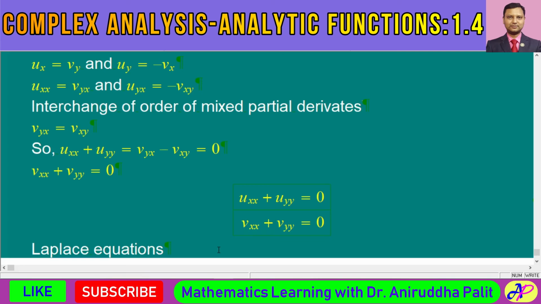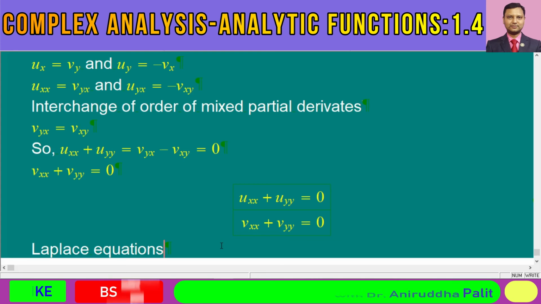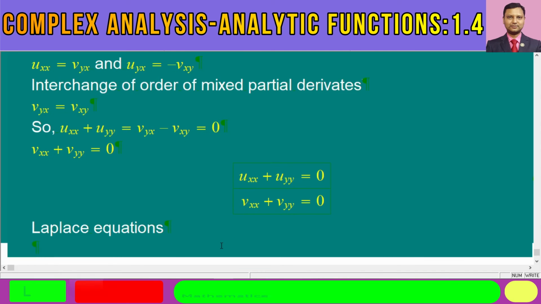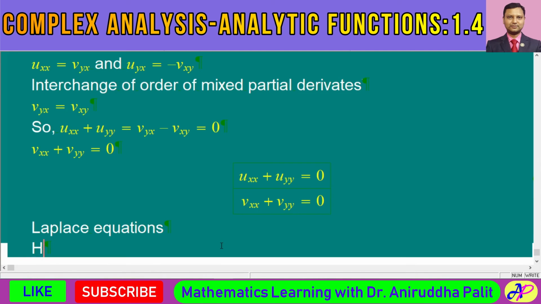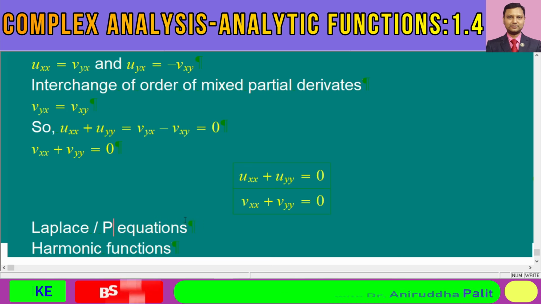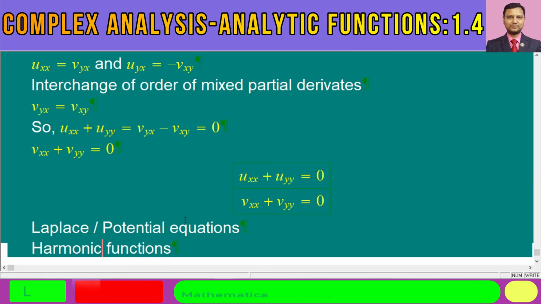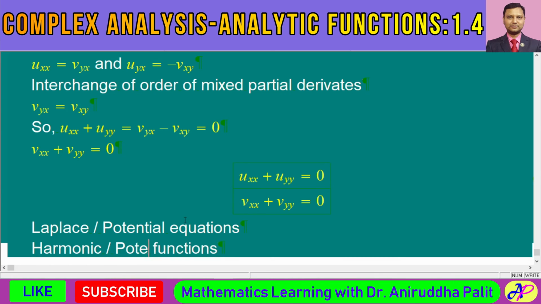And if a function satisfies this Laplace equation, along with the fact that the partial derivatives of that function up to second order are continuous, then such functions are called harmonic functions. This Laplace equation is also known as the potential equation, and these harmonic functions are also known as potential functions.